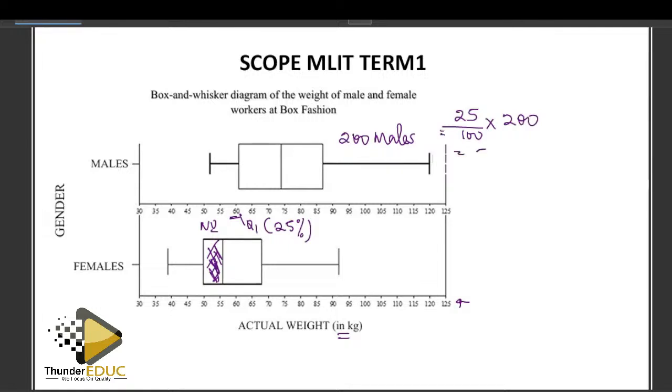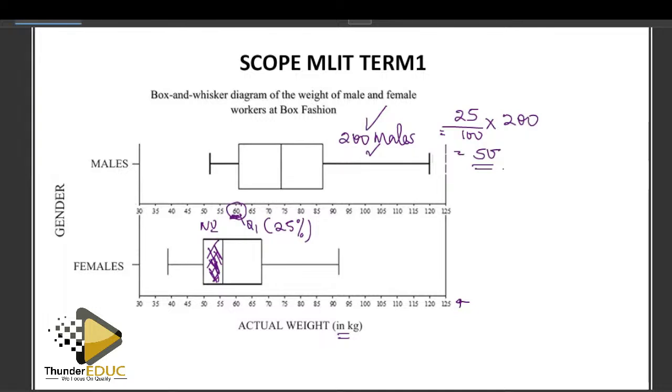And how many could they be? They were 50. You understand? How did they come up with it? They're telling us they weighed 200 males. So we need to find out how many were below 60. So 60 is Q1. What I need to do is take the 25% of Q1 times the number of people. That's how I get it.